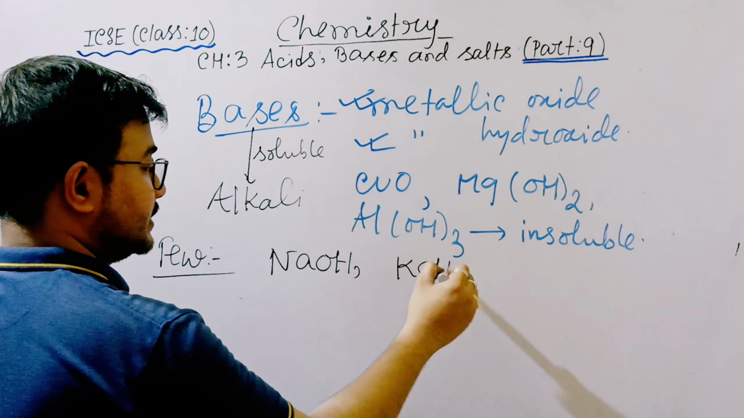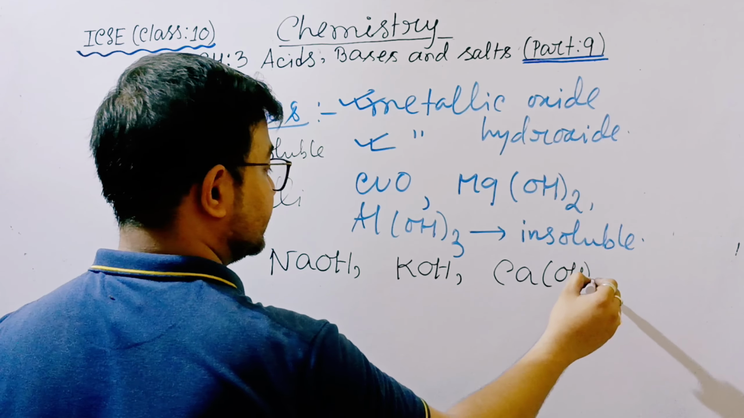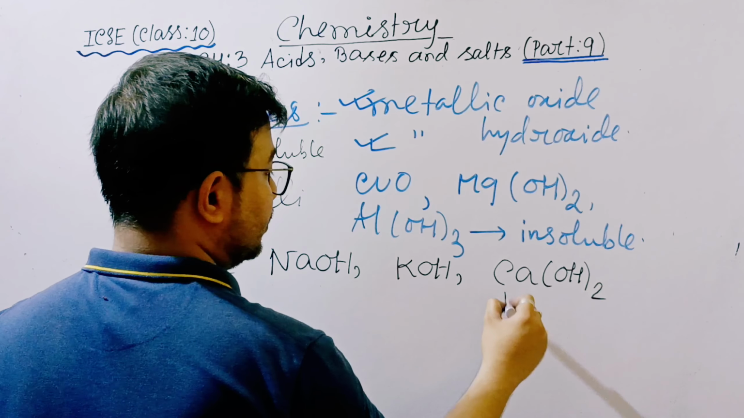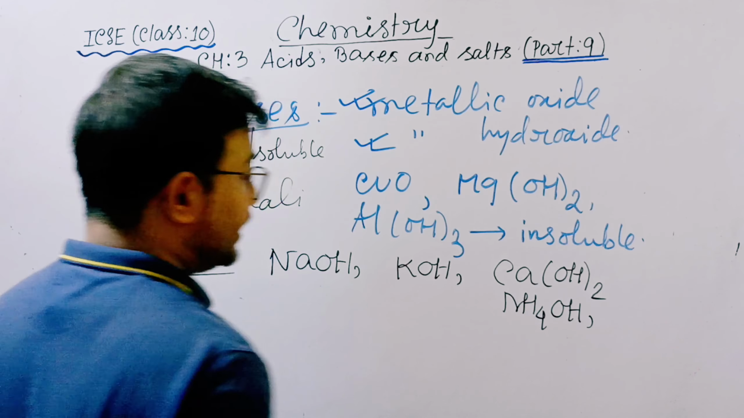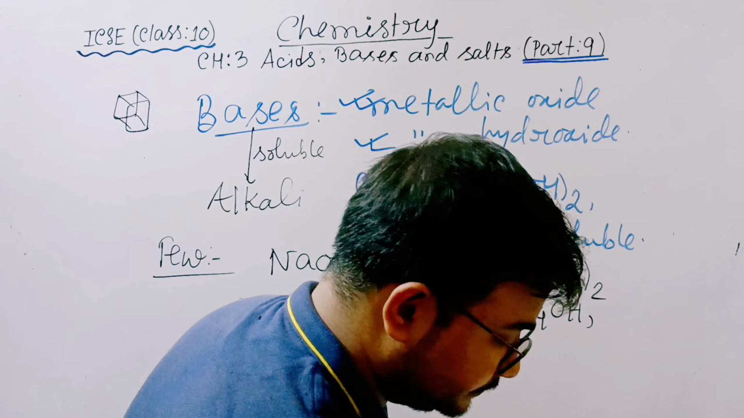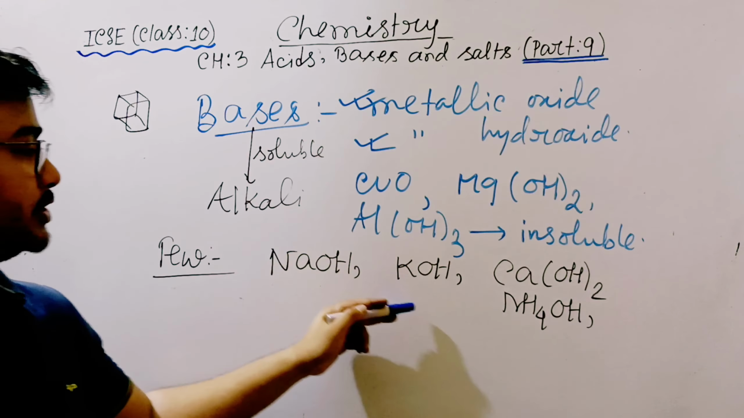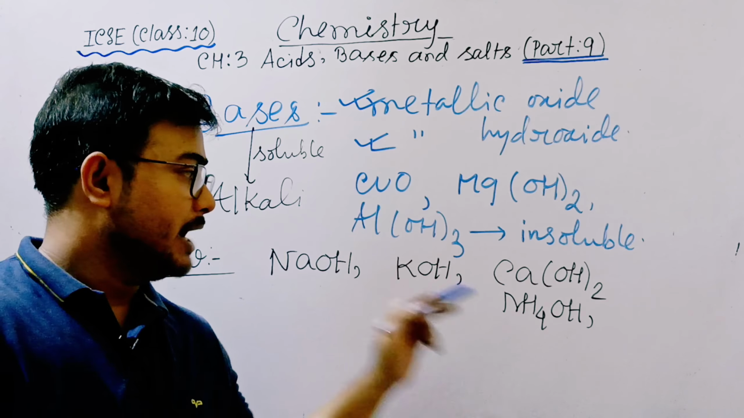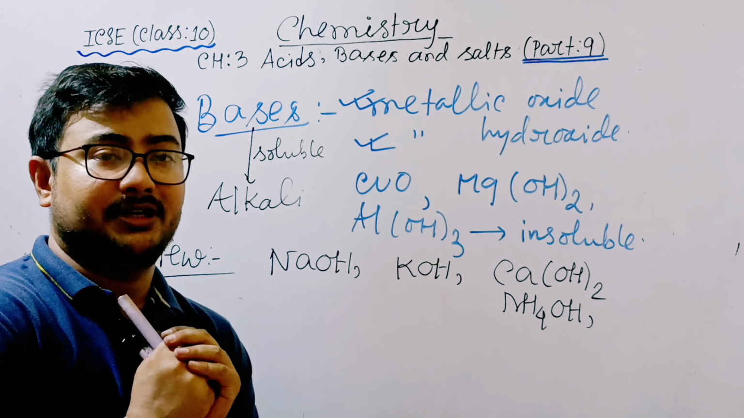potassium hydroxide, calcium hydroxide, or ammonium hydroxide, NH₄OH. You can write down the names of these: sodium hydroxide, potassium hydroxide, calcium hydroxide, ammonium hydroxide. These four are generally soluble.